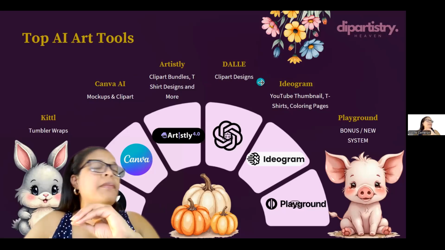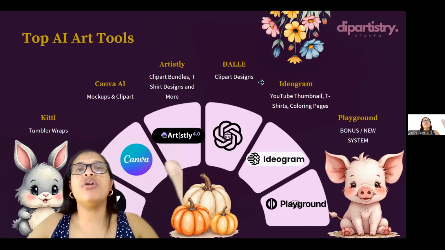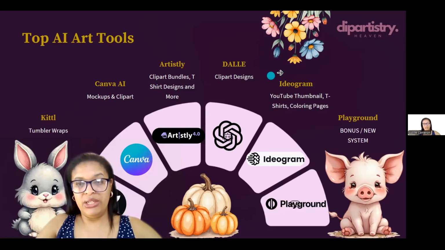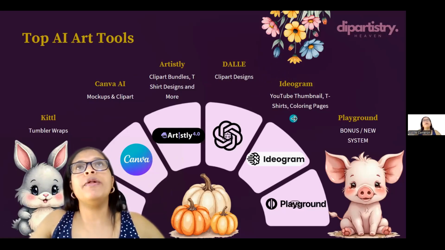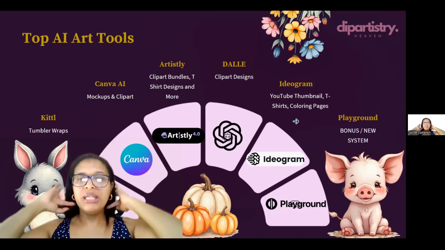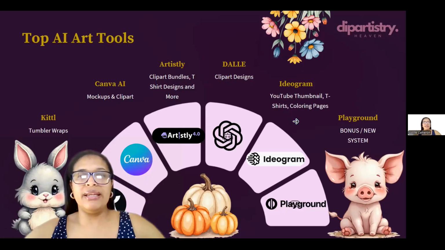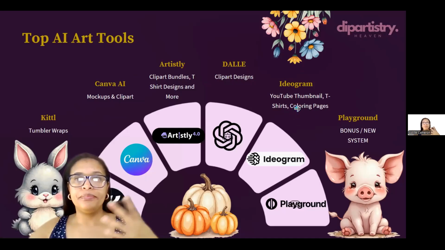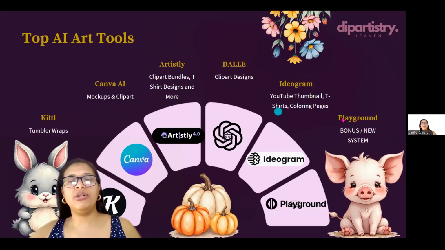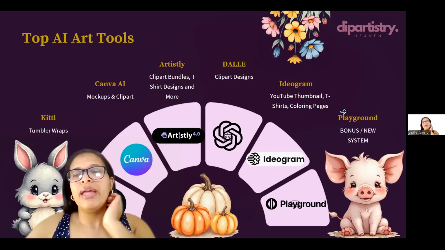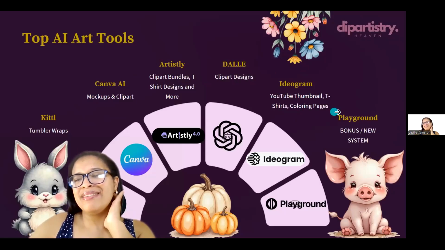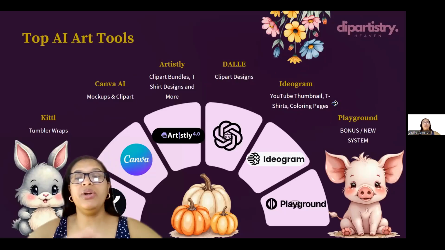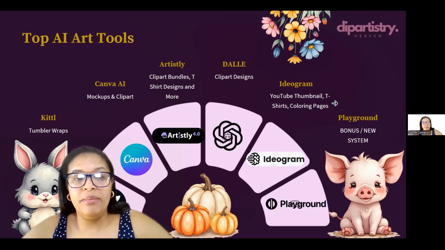Ideogram has always been the best, in my view, in terms of text. So anything that's text heavy, I use Ideogram, and that's perfect for t-shirt design. So if you're a t-shirt designer or seller of t-shirts and you design your own graphics, then Ideogram, in my view, is the best. And then Playground is slightly different to all the systems that I've just mentioned, but we will go into each and every one of them.